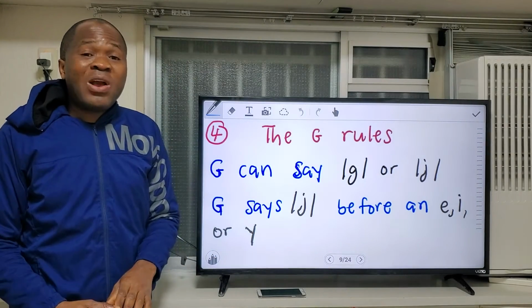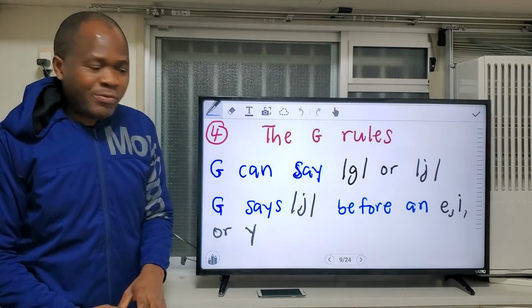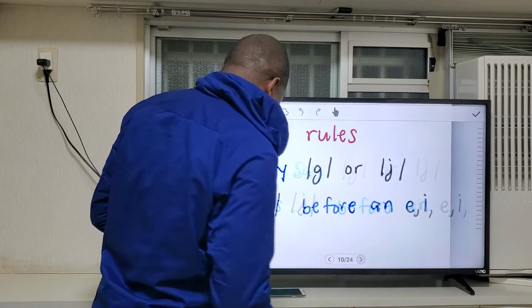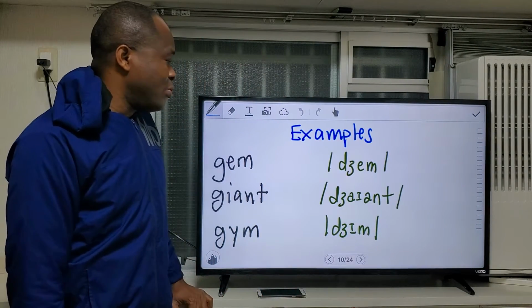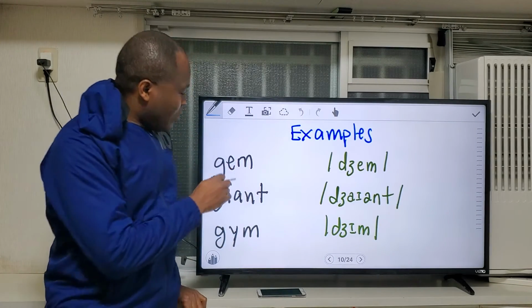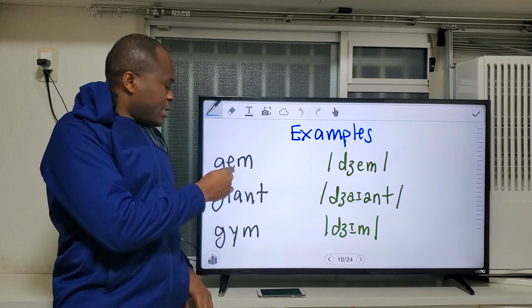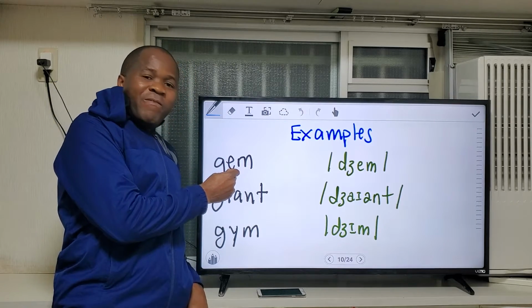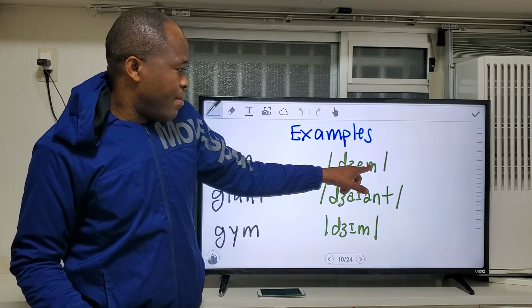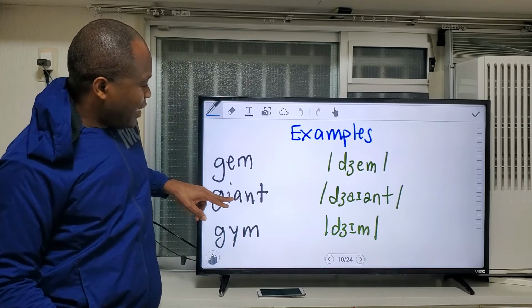So if you understand the concept of the C sound, definitely you will understand the concept of the G sound. Let's move on. Now we are looking at some examples to verify our claim. The first example is the word gem. You see, G is followed by E, and therefore it should make the J sound. So we have the J, gem.